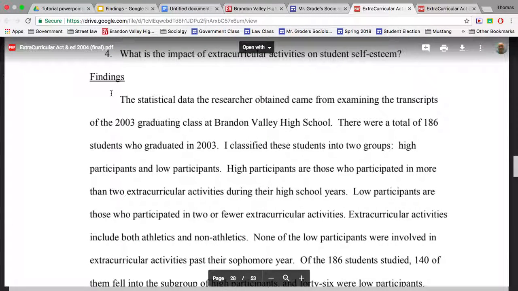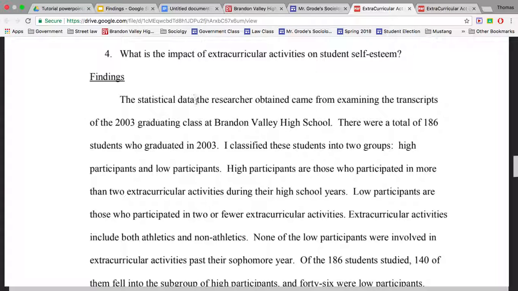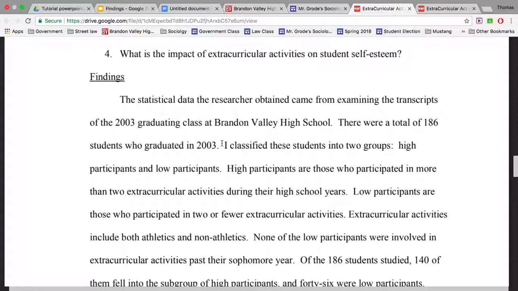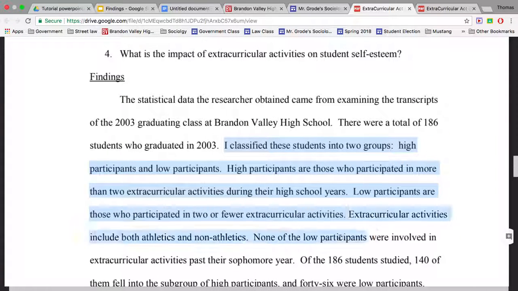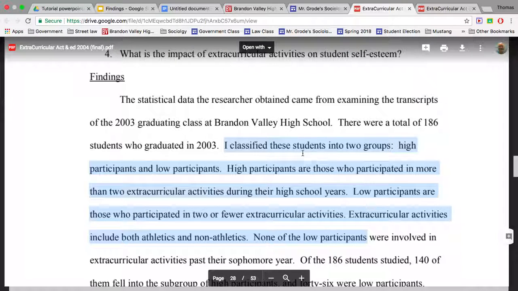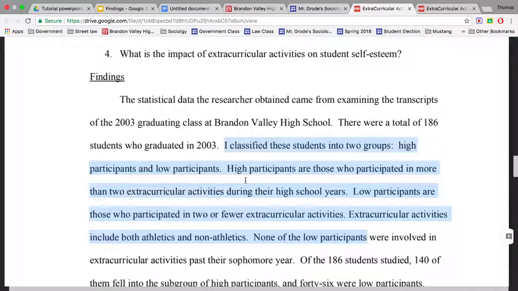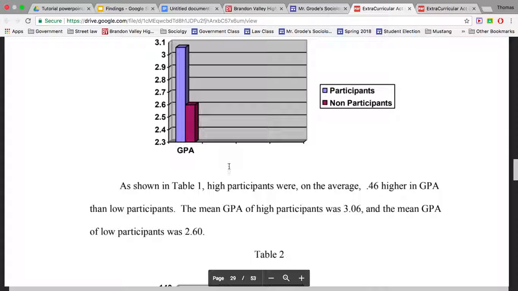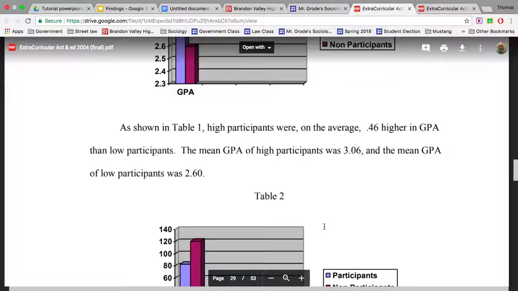So here's some statistical information here. I have it in another part of the paper too, but we're going to put yours here. And then here's where I explained my categories. I classified these students into two groups, high participants and low participants. And I gave a brief explanation, so the reader of my paper knows what it means to be a high participant or a low participant. And then I started including my tables with an explanation of these tables.